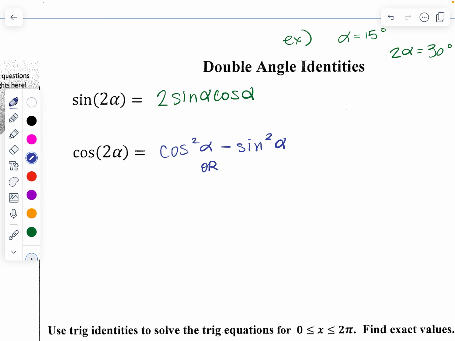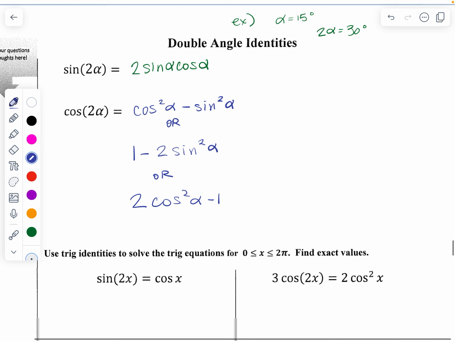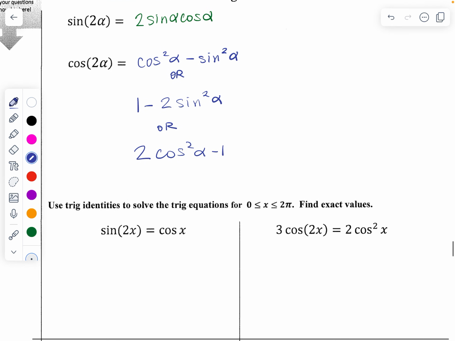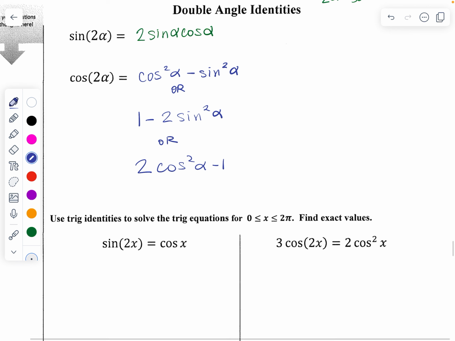Or a second way is we can see 1 minus 2 sine squared alpha. Or the other way we can see it is 2 times the cosine squared of alpha minus 1. For the cosine 2 alphas, you're going to use these 3 depending on the context of your problem. And you'll see what I mean by that in just a second. So now that we have those double angle properties down, let's go ahead and start to use them.